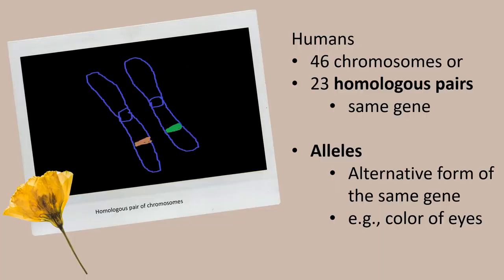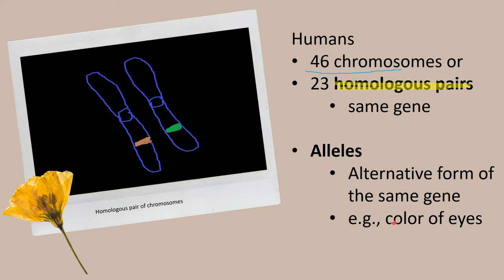A human nucleus has 46 chromosomes, or you could say 23 homologous pairs. Homo means same. So homologous pair meaning that the two chromosomes carry the same gene. For example, both these genes here code for eye color even though they're on different chromosomes.